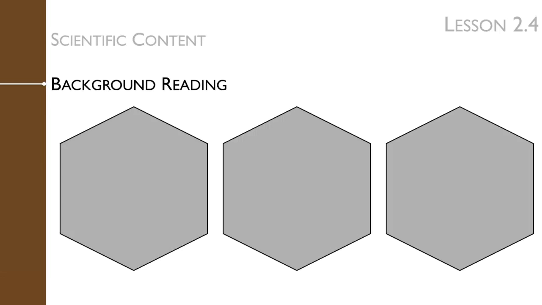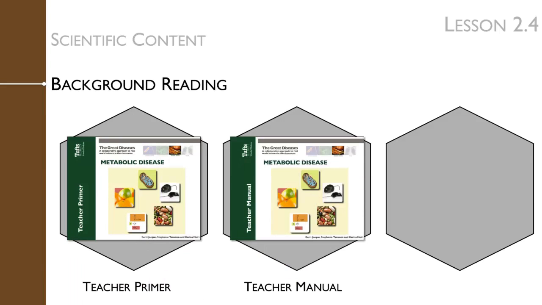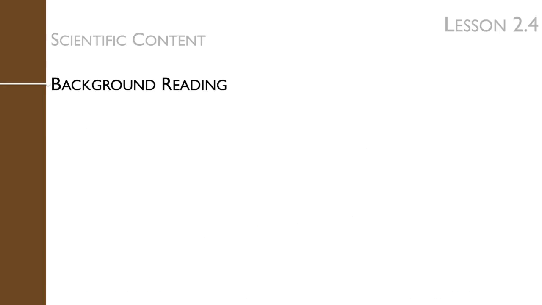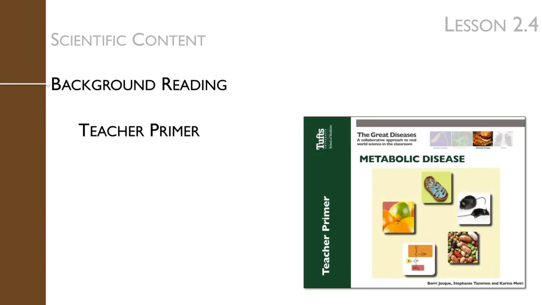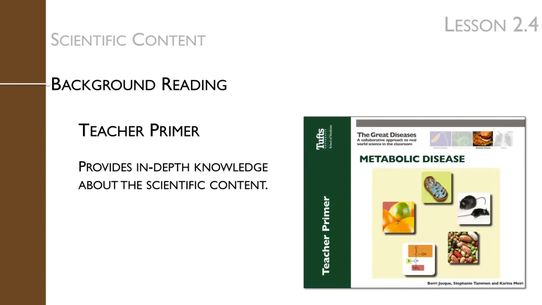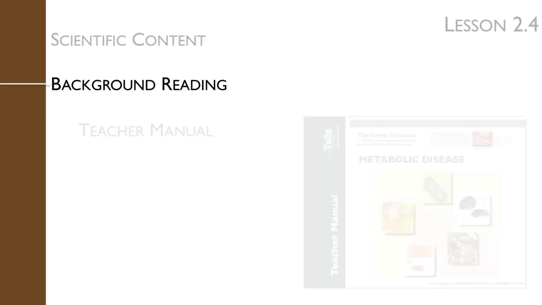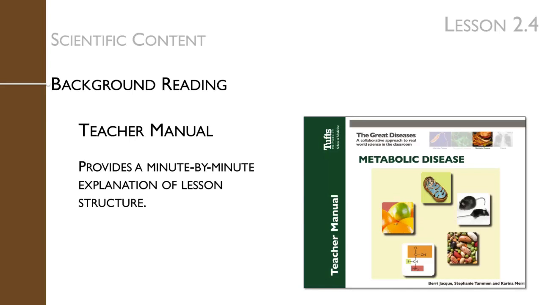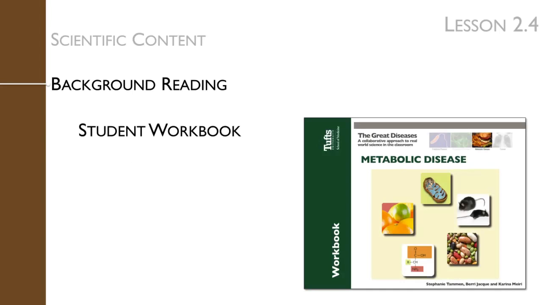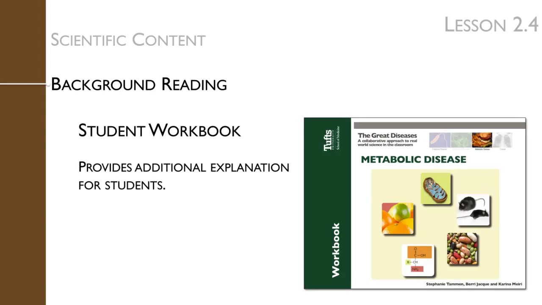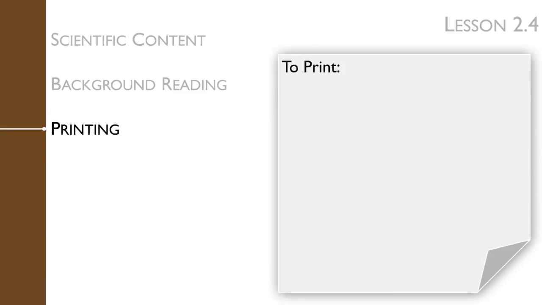You can review the scientific content in the background reading provided for you in the teacher primer, the teacher manual, and the student workbook. The teacher primer provides in-depth knowledge about the scientific content presented in this lesson. The teacher manual or lesson plan provides a minute-by-minute explanation of the lesson structure, including instructions on how to manage this discussion and activity. The student workbook provides additional explanations for the students. You will need to print out one activity worksheet per student. The second page of this worksheet includes homework questions.